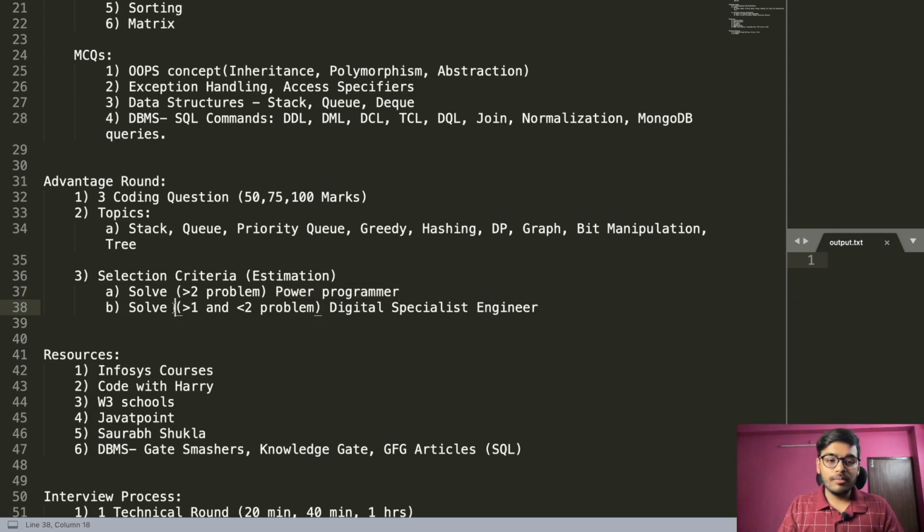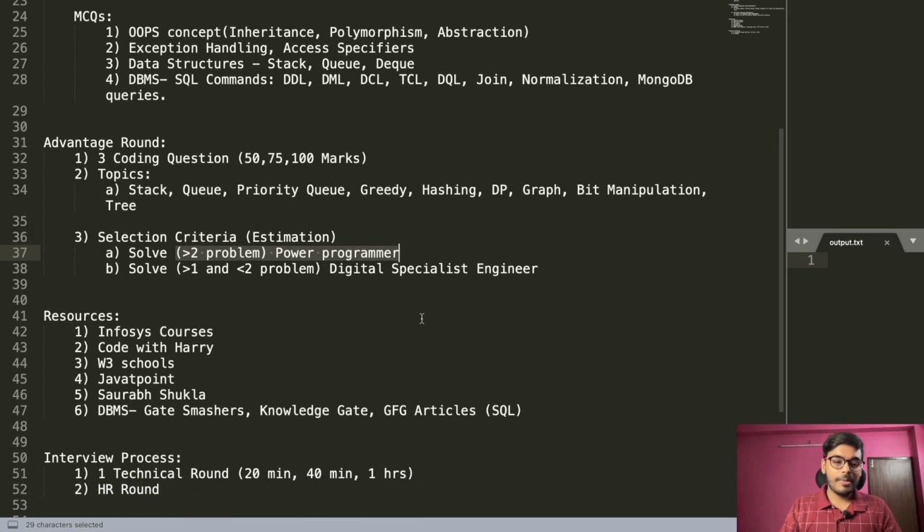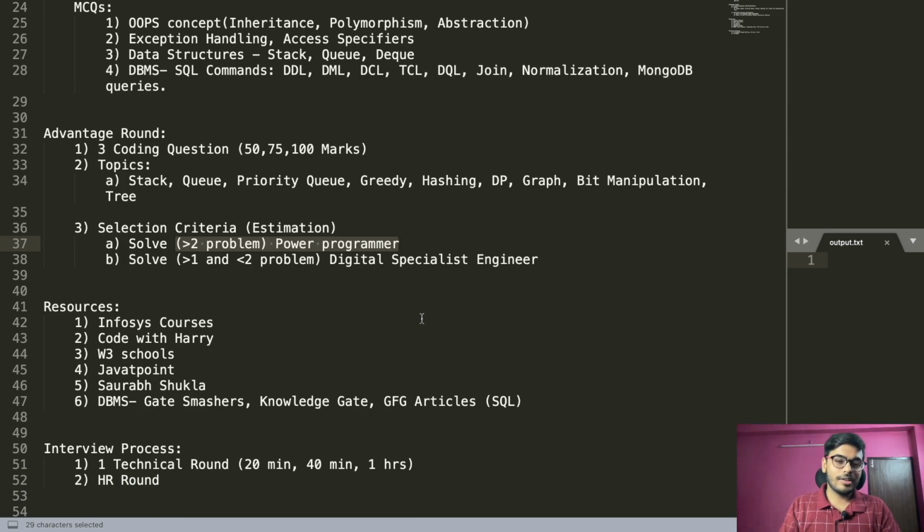But if you're solving between 1 and 2 problems, then the chance is that you will get the digital specialist engineer interview call, right? I also solved more than 2 problems, so that's why I also got the interview call for the power programmer role, right? So this is the estimation. It's not fixed, but you can think that if you're solving like this, you can get these kinds of roles, right?